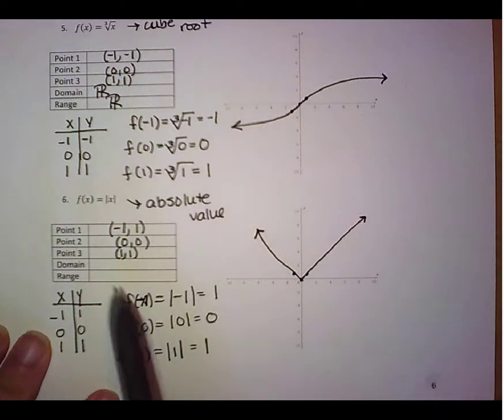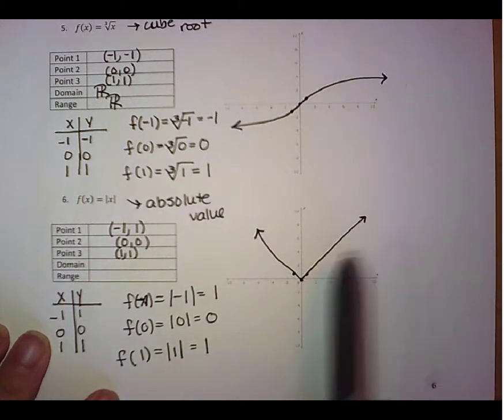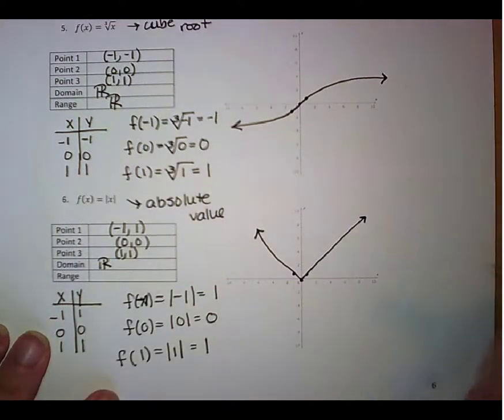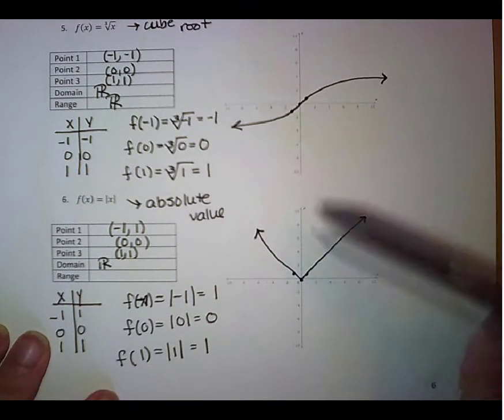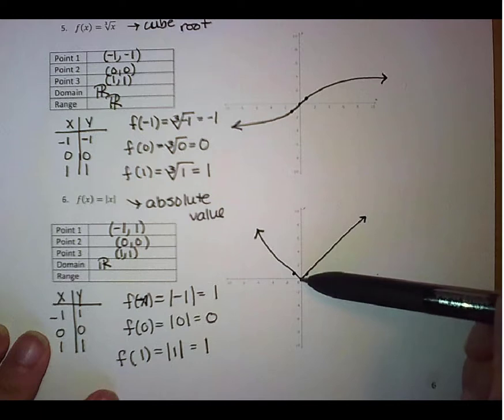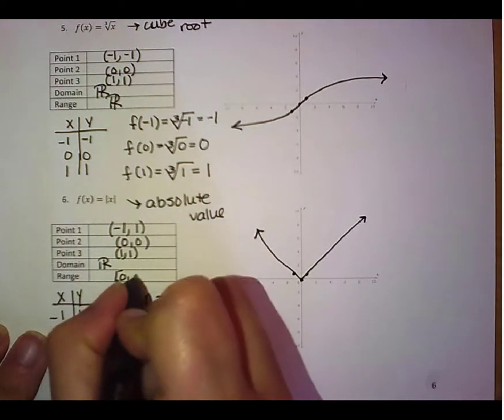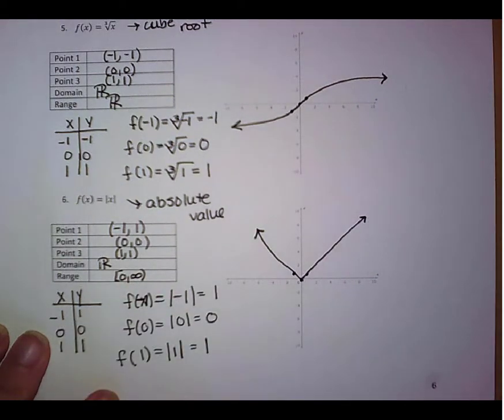Now, the domain on this, since it is going out to the right and to the left forever, is going to be all real numbers. But our range, our y values being used, is only going to start at 0, and it's going to go up forever. So it would be from 0 to infinity.